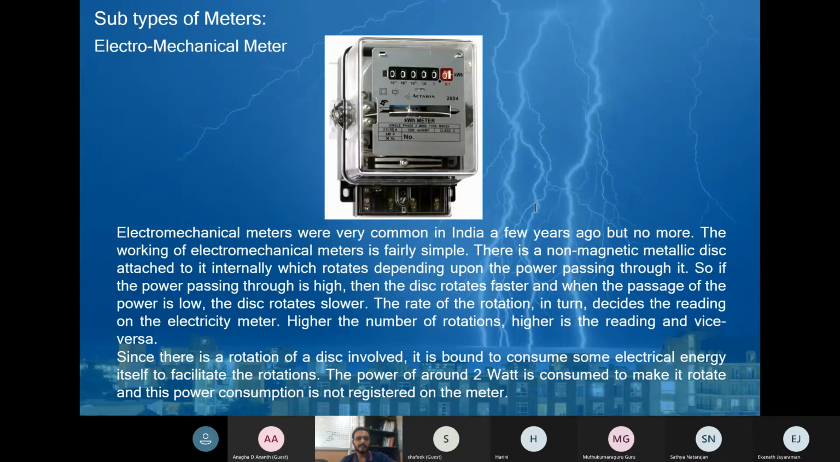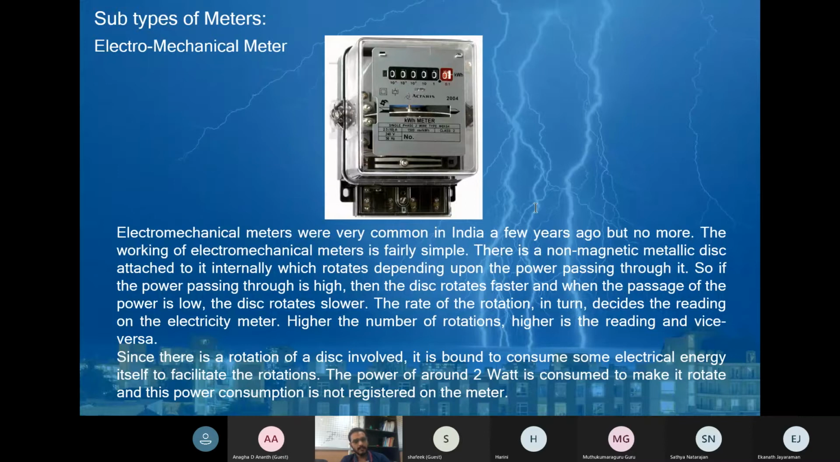Electromechanical meters were very common in India a few years ago, but no more. The working of electromechanical meters is fairly simple. There is a non-magnetic metallic disc attached to it internally, which rotates depending upon the power passing through it. So if the power passing through it is very high, then the disc rotates very fast.